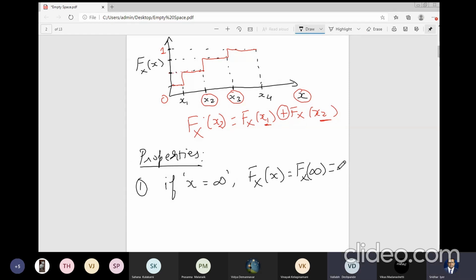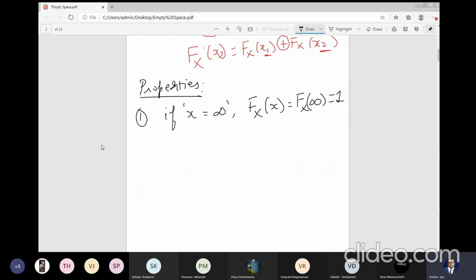Look at the graph. What should be the final value of the CDF? Anybody? 1. So F_X of x, if x is infinity, that means x can have any values. Here in our example, we have taken 4 values. X can be till infinity, it doesn't matter. But the final value of F_X of x, the CDF, is always going to be 1, right? So that's the first major property.